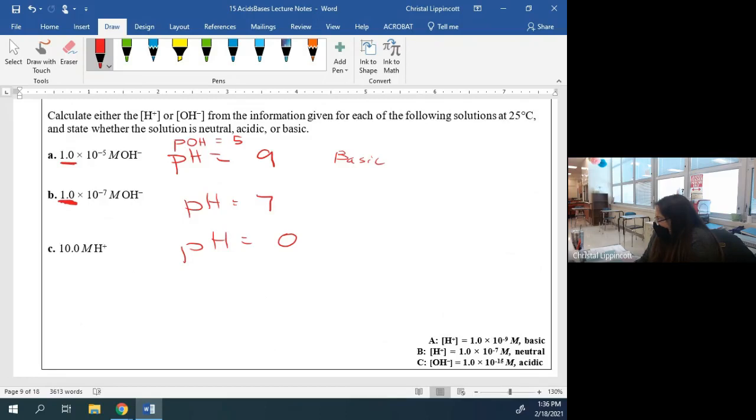Okay, so it wants it in pH? Well, it's asking you if it's neutral, basic, or acidic. So this is going to be basic because its pH is 9. This will be neutral. Okay, because we always have to get it into pH. And this would have been acidic.